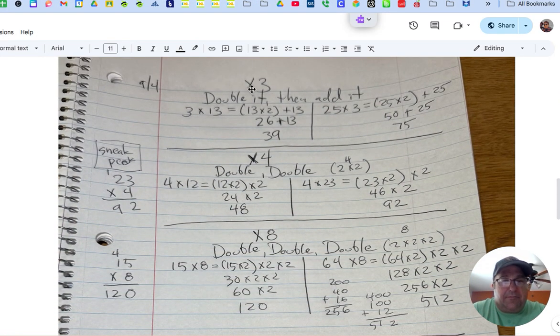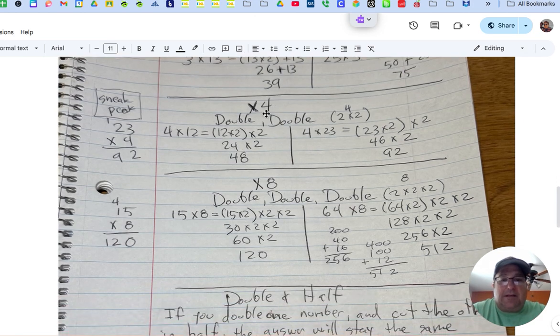If I multiply by 3, I can just double a number and then add it again. So 3 times 13, well, if I double 13, I get 26. Add one more group of 13, I get 39. Same idea. And these last couple right here with the 4 and the 8, these are big ones too. The double for 4. So if I want to multiply any number by 4, I can double it and double it again. So 4 times 12, we should know that's 48.